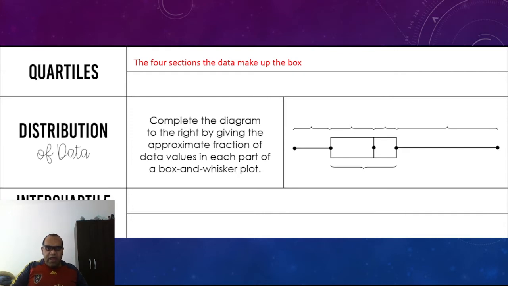In a box plot, each quartile represents 25% of the data. That's why we say this is a quartile, one fourth.